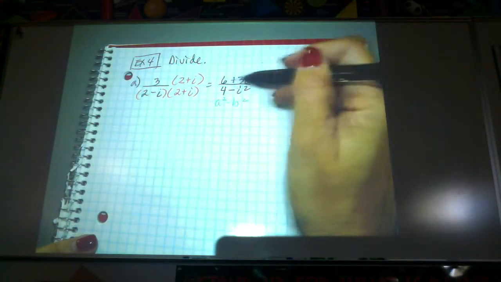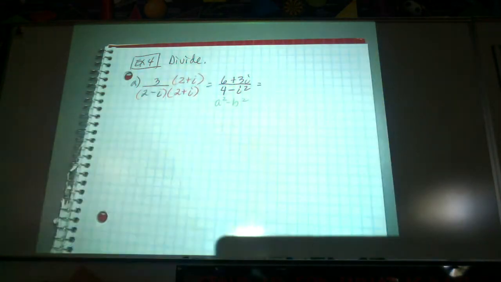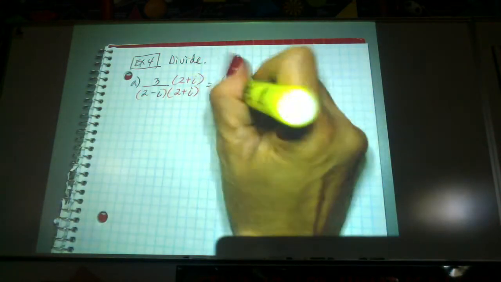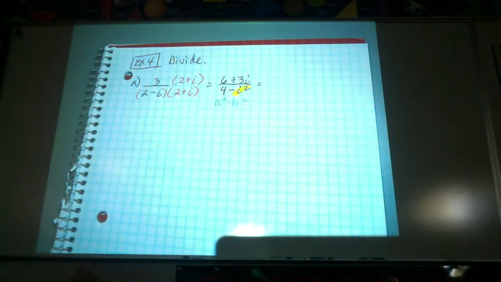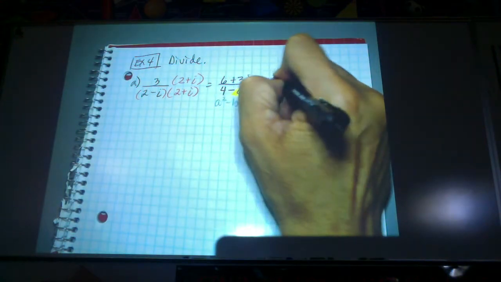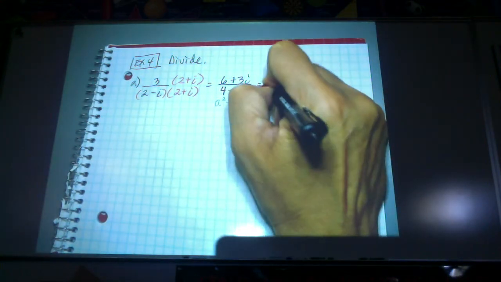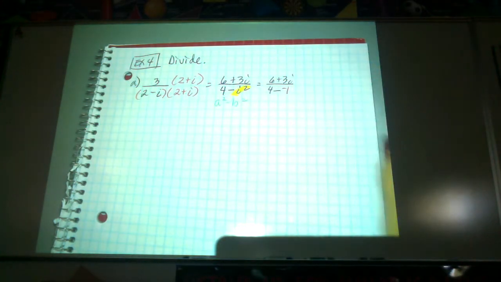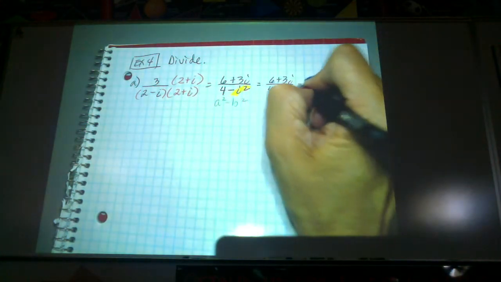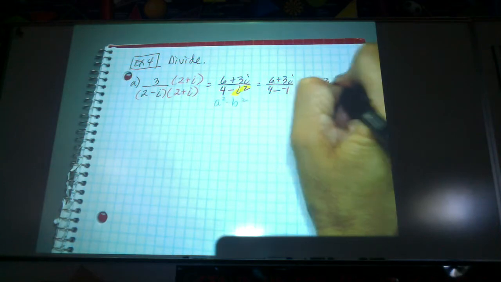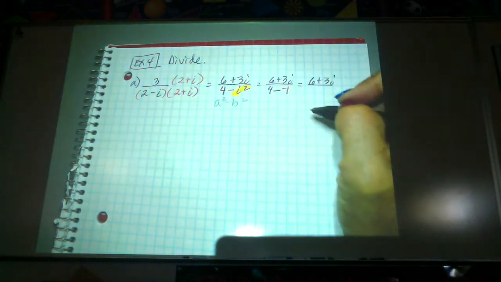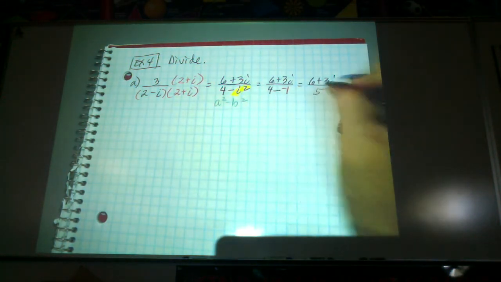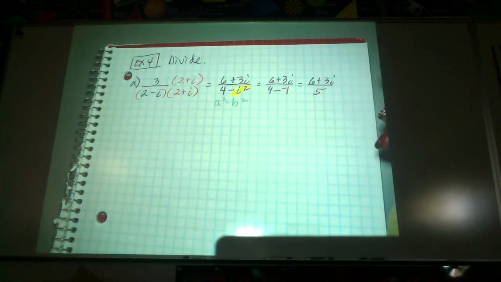We could factor out a 3, but let's see if it's going to do us any good. Isn't this i squared really a negative 1? So we've got 6 plus 3i over 4 minus a negative 1. So 6 plus 3i over, what's 4 minus a negative 1? 5.